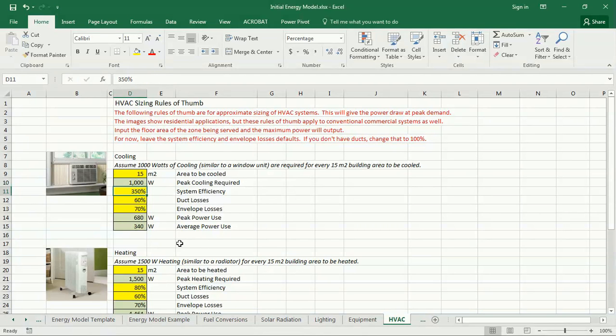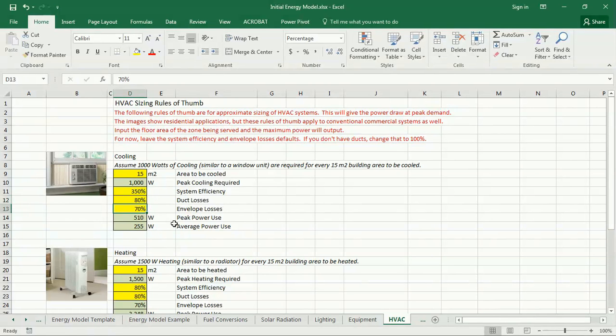But the system efficiency represents how efficient that particular unit is at delivering cool air, in this case getting rid of the heat. Then duct losses, which in this case actually there would be no duct losses, so there'd be 100% efficiency there. Notice that these numbers then, the power use went down as a result. If I go back to 80, then it goes up. 80% efficiency, or sorry, 20% duct losses are typical.